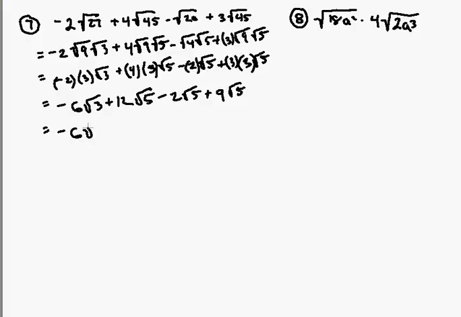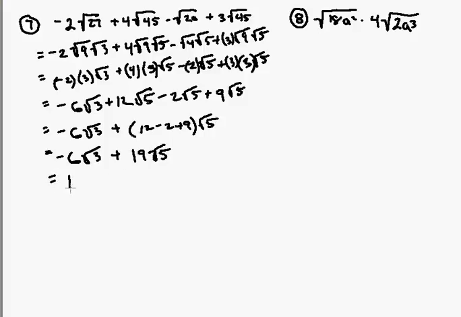This is equal to negative 6 square root of 3 plus 12 minus 2 plus 9 square root of 5. Negative 6 square root of 3. 12 minus 2 is 10. 10 plus 9 is 19. 19 square root of 5. I would go 19 square root of 5 minus 6 square root of 3. Done.